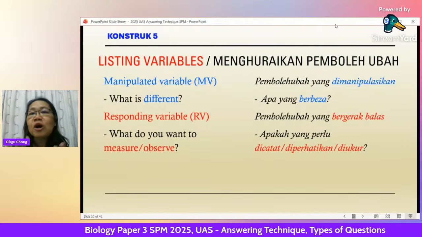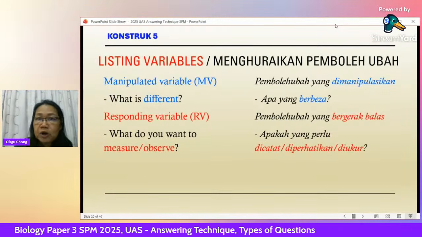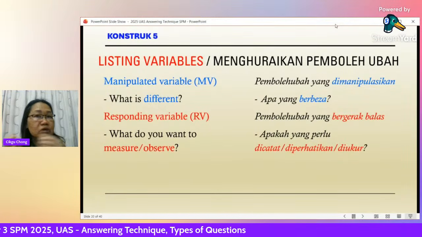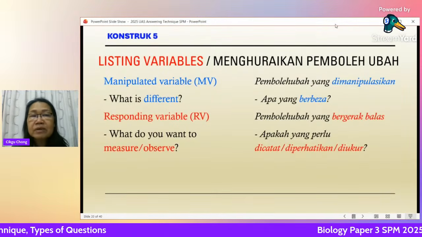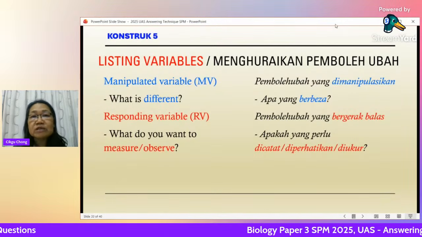That's why you need your theory before you can do the experiment. If you don't know the theory, you don't know how to do it. In fact, if you are not given instruction, you wouldn't know what to write also. You need to know how to test.